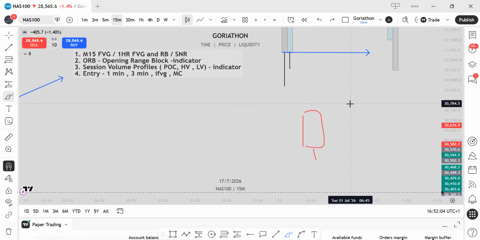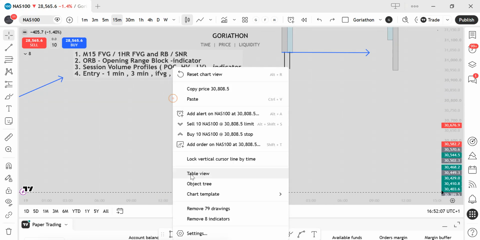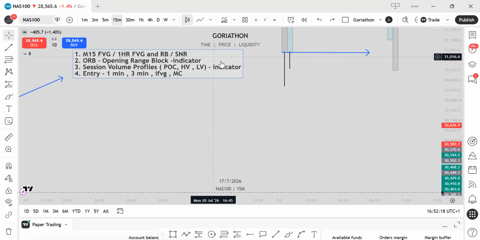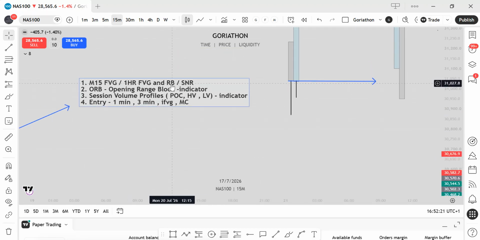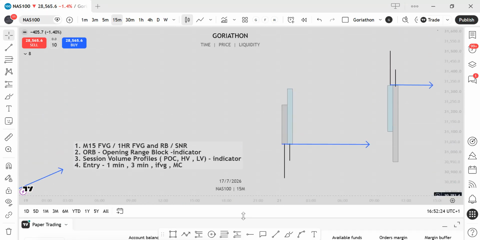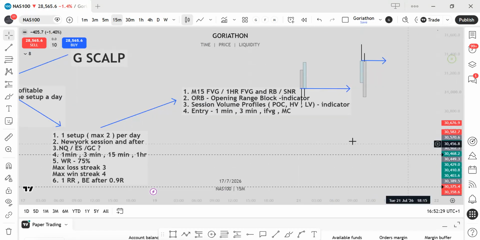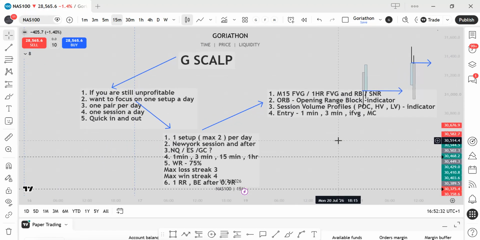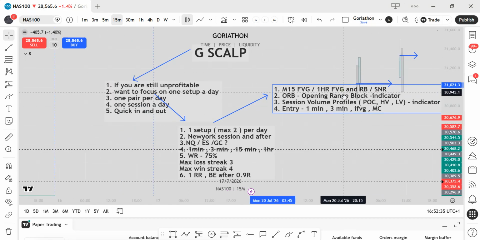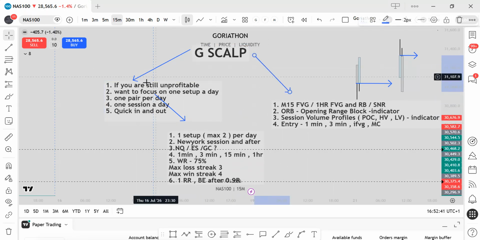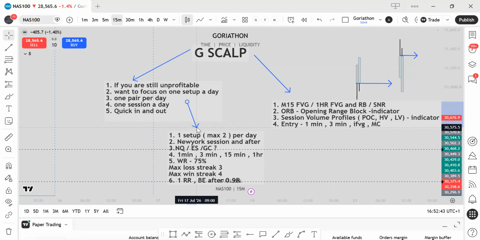So we will be entering off those, but mainly on inverse fair value gap. If you don't know what inverse fair value gap is, then you need to go through that material. We'll be combining opening range blocks and volume profiles with basic market structure ideas to enter off these levels, right? But yeah, in all, that is the whole story for this G scalp, the main idea behind this. So if you have any questions whatsoever, you can of course ask me with this introduction video.